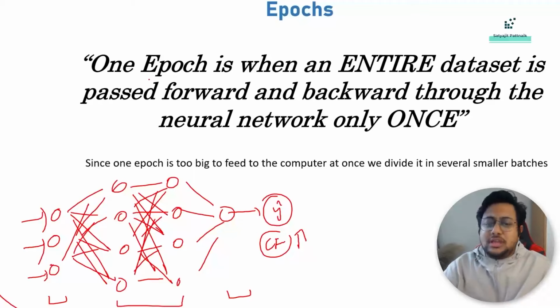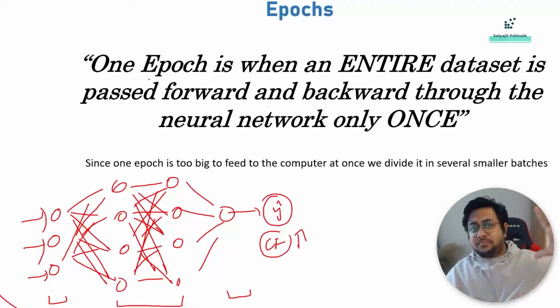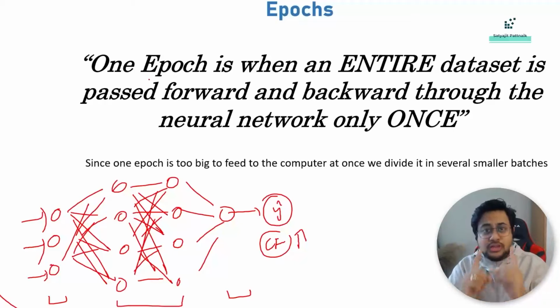So let's talk about epoch. One epoch is when an entire data set is passed forward and backward through the neural network only once. Okay, now imagine this thing. What is an iteration? Let's try to understand that.